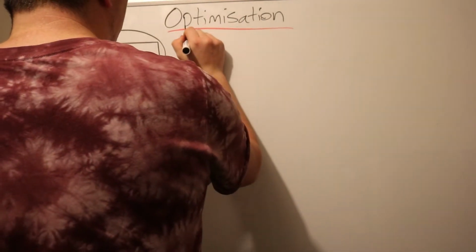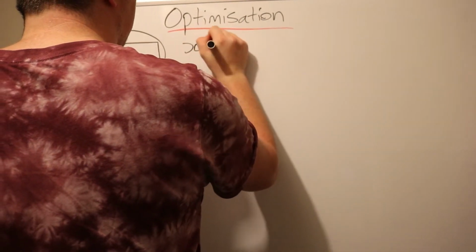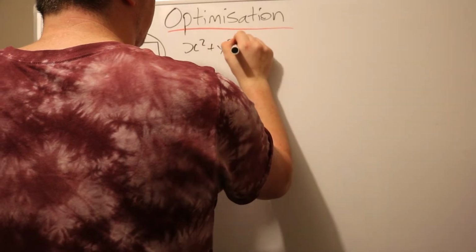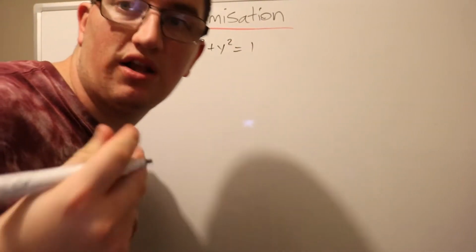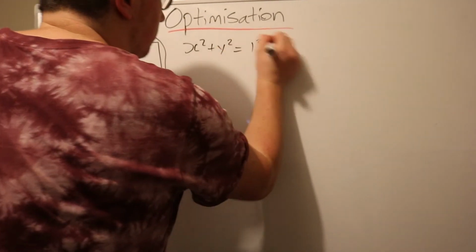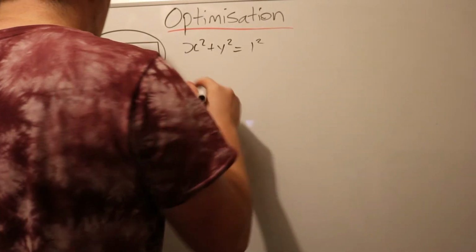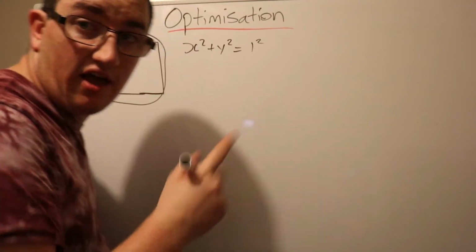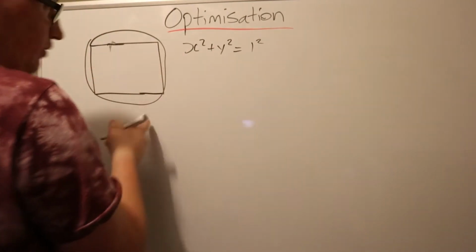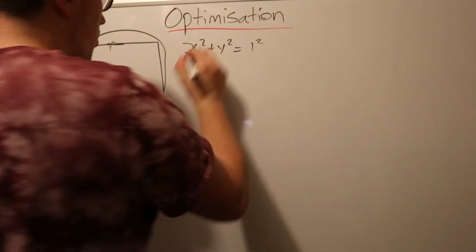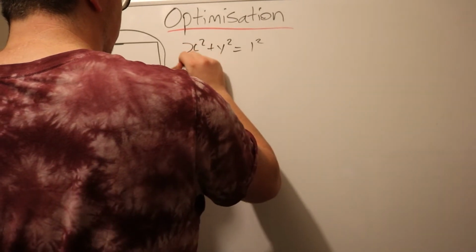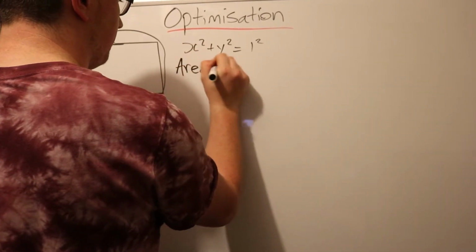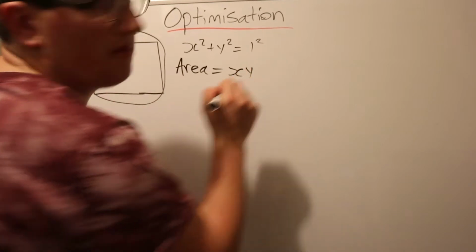So let's call this circle x squared plus y squared equals 1 squared, giving it a radius of 1. And let's denote this rectangle. It's not a perfect square, it is supposed to be a rectangle. Let's denote its area as x multiplied by y.